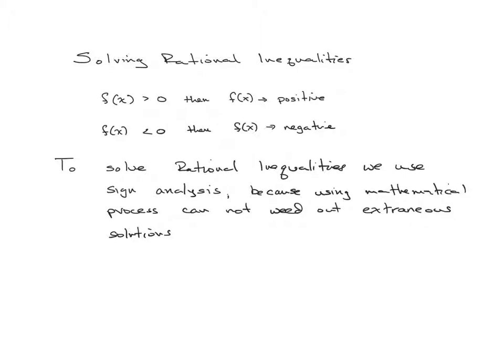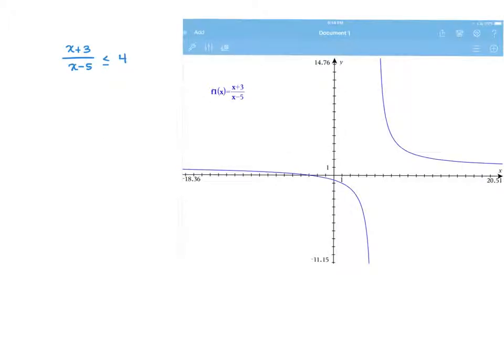To demonstrate that, I have a rational function: x plus 3 divided by x minus 5, and I want to know when this thing is less than or equal to 4. Over here to the right is the actual graph of your function. A couple things I want to point out: if you're talking about rational functions, you're probably in an Algebra 2 or a pre-calc class, hopefully.